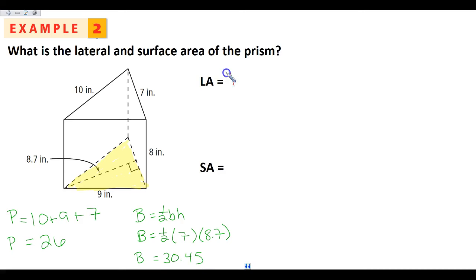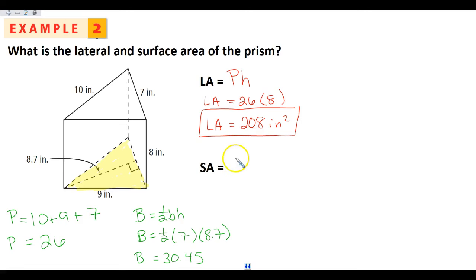Now we can come over here. Lateral area is perimeter of the base times the height. The perimeter of my base we said was 26. The height of the prism is right here, that is 8. And that is going to give me that my lateral area is 208 inches squared.